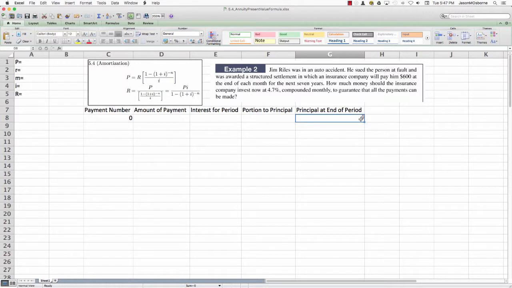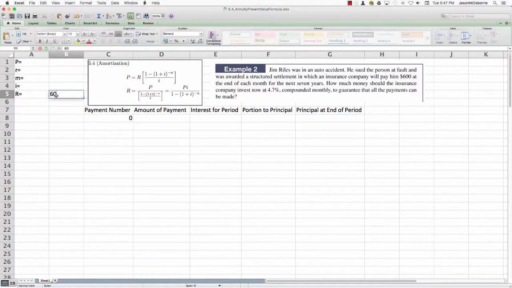So maybe the court, as part of their agreement, is making sure that the bank sets aside the money now so that they can pay Jim over time. So the bank needs to prove that they have the money to do the payment schedule. So this is the kind of question where this first formula will come in handy. So let's take a look at how we would complete this. All you need to do to find the P value is to know an R, an I, and an N according to this formula.